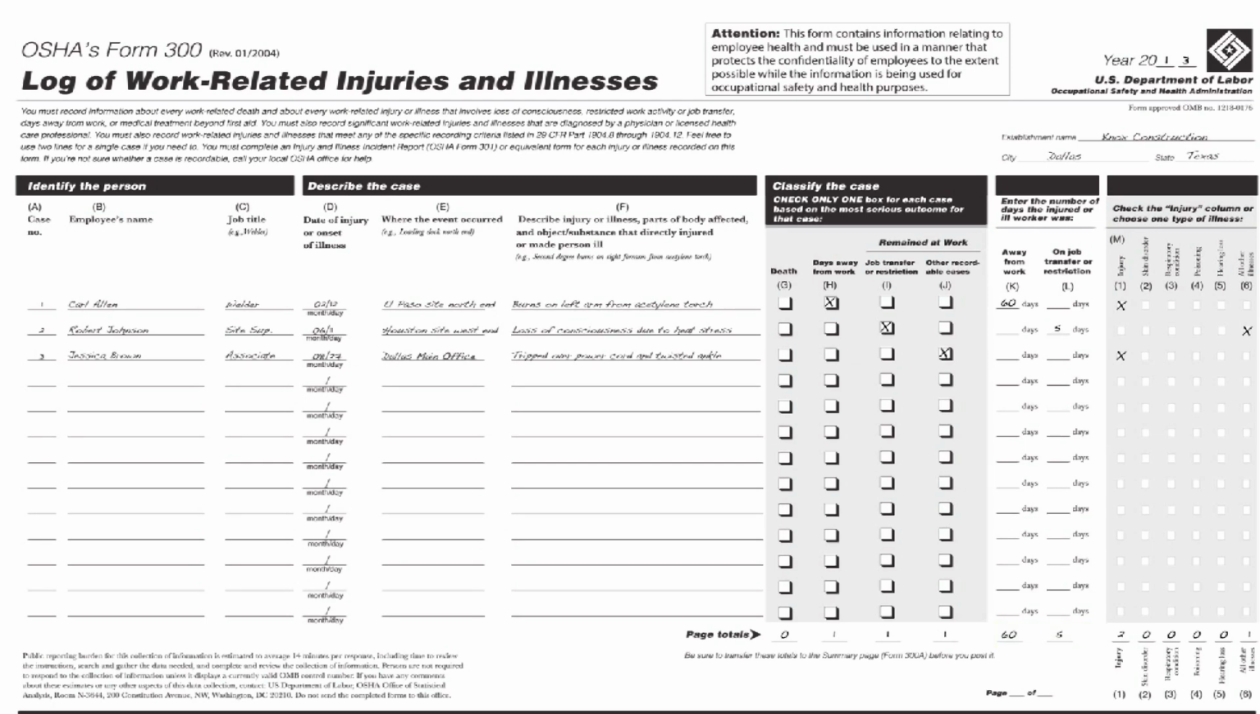Once you have completed the previously mentioned sections of the 300 log, you will then need to indicate the type of injury or illness in columns 1 through 6 on the right side of the form. This information, although required, is also helpful to you as an employer to track and trend your company's incidents and injuries over the years to help prevent them in the future. After entering the information for all recordable incidents, you will need to complete the page totals at the bottom for each column. Once that's done, congratulations, you've completed the 300 log.